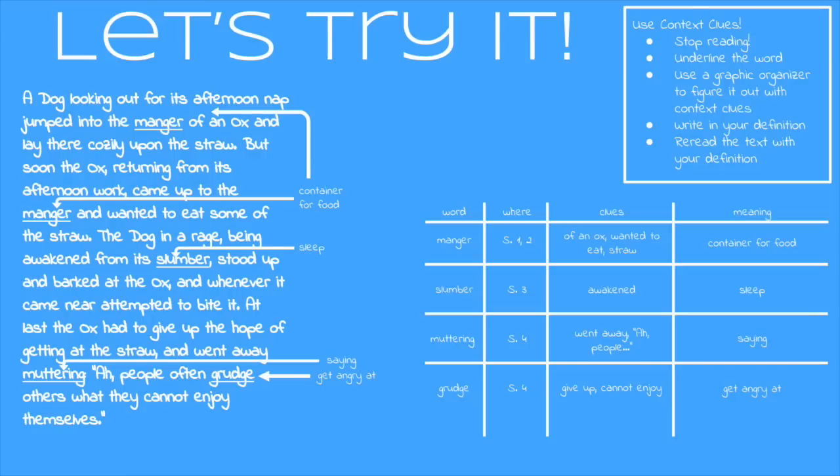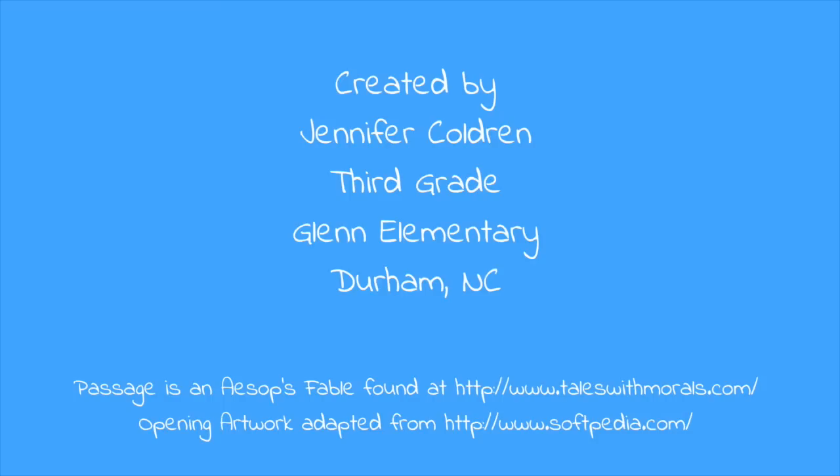Doesn't that text make a lot more sense now that we know all of the words that we're reading? I think that you're ready to try this on your own. Remember, don't just keep reading when you don't know a word. Stop and underline it, then use a graphic organizer to figure it out. I know you can do it.